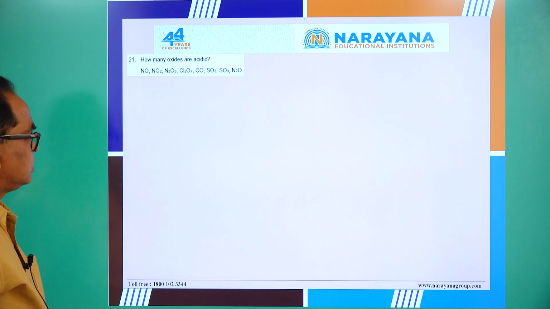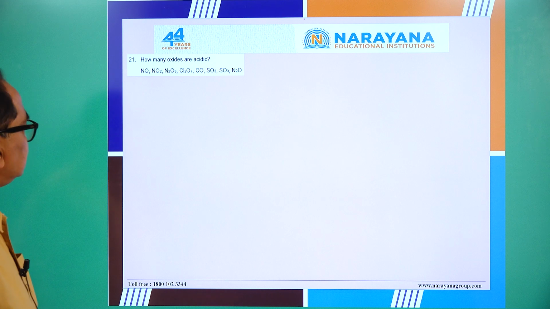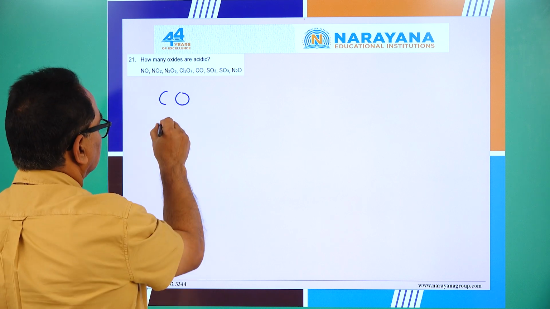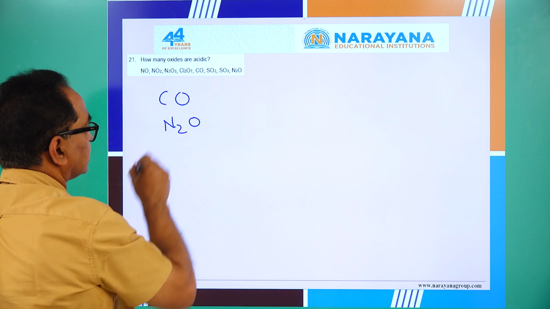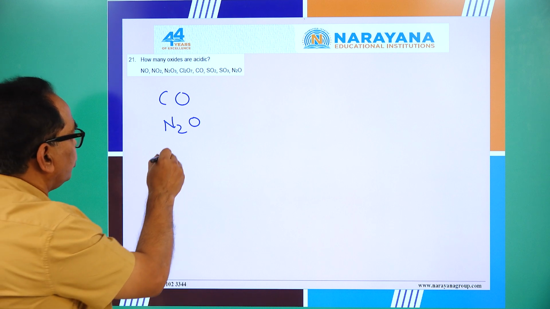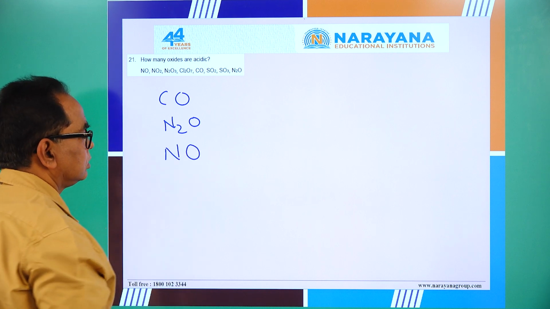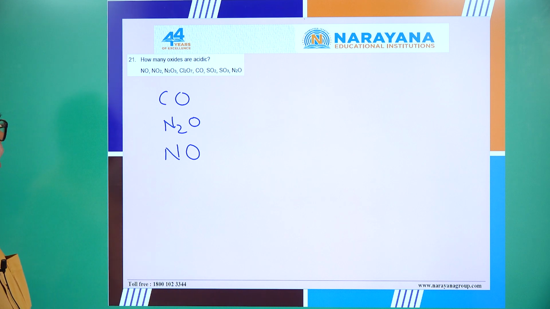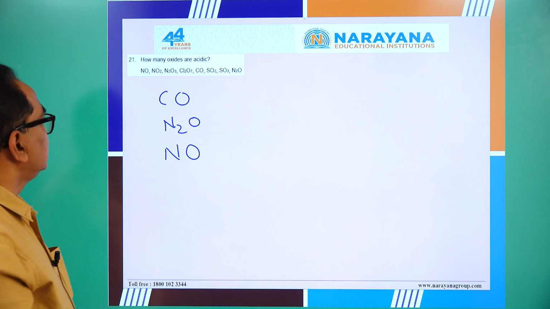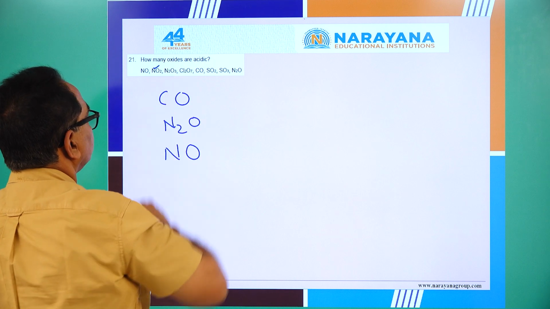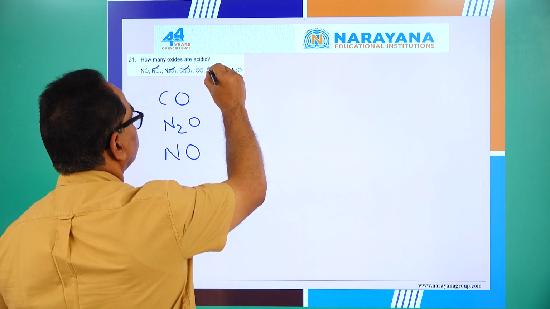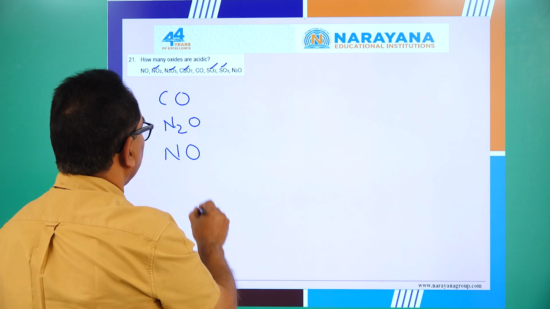How many oxides are acidic? So here this is also a stock question. One should remember the neutral oxides. CO is a neutral oxide, carbon monoxide. N2O is a neutral oxide, nitrous oxide. NO, nitric oxide, is neutral. Normally oxides of nonmetals are acidic except these oxides. So here the acidic oxides are NO2, N2O3, Cl2O7, SO2, SO3. So the answer is 5.